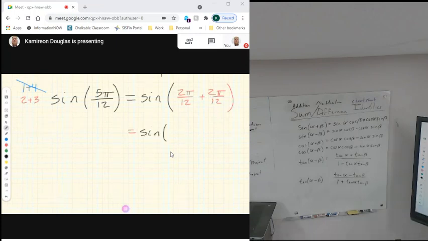So 2 divided by 12 would be pi over 6. Oh, that's a 3, right? Yeah. That should be a 3. Thanks, Douglas. And then 3 pi over 12, that should be pi over 4.